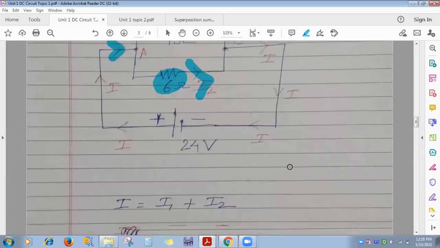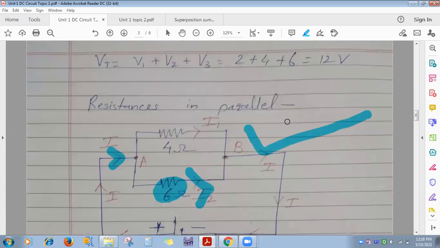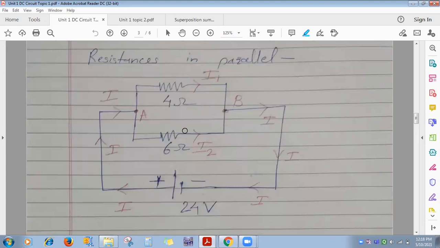For 1 mark, questions like this will be asked. A simple circuit will be given to you, and they will ask you to find R equivalent, or the total current, or the current flowing through 4 ohm or 6 ohm, or the voltage drop across 4 ohm or 6 ohm. Clear?